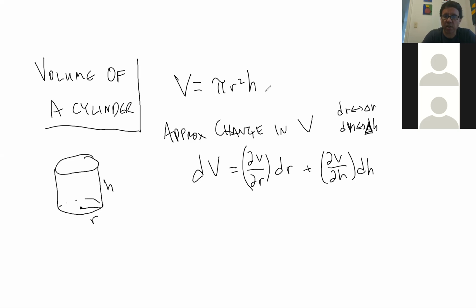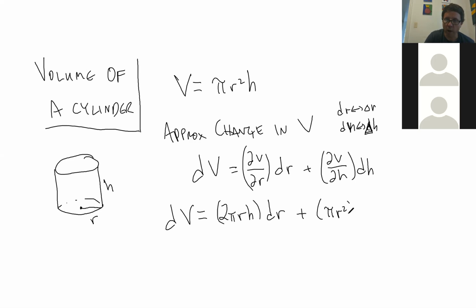What is the derivative of this thing with respect to r? Well, if you take the derivative with respect to r, then h is constant, because this is an r derivative. So I just get 2r. But then I multiply by pi and I multiply by h. So I get 2 pi rh dr. And the other one, if I do an h derivative, then r is constant. So pi r squared in the front is just going to be a constant. I just get pi r squared, like that.